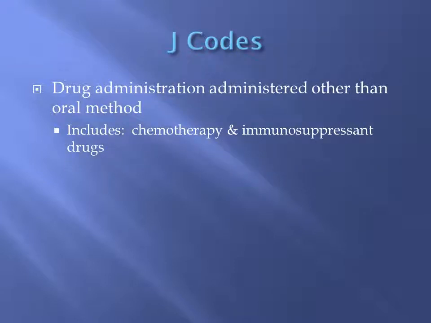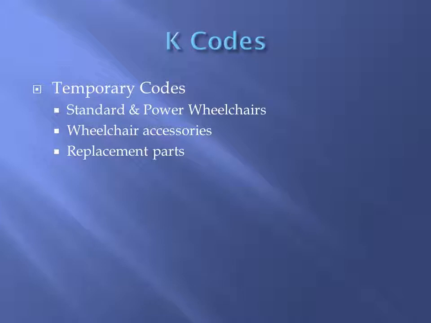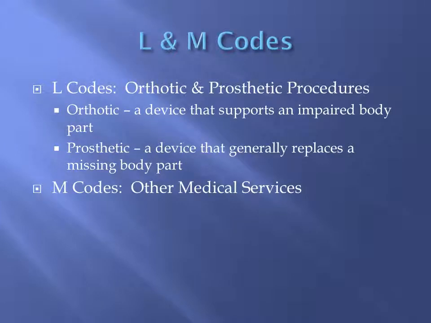J codes are used for drug administration, and they are administered other than by oral method, and they include chemotherapy and immunosuppressant drugs. K codes are temporary codes. We're talking about standard and powered wheelchairs, wheelchair accessories, and replacement parts, which would all be included with K codes.